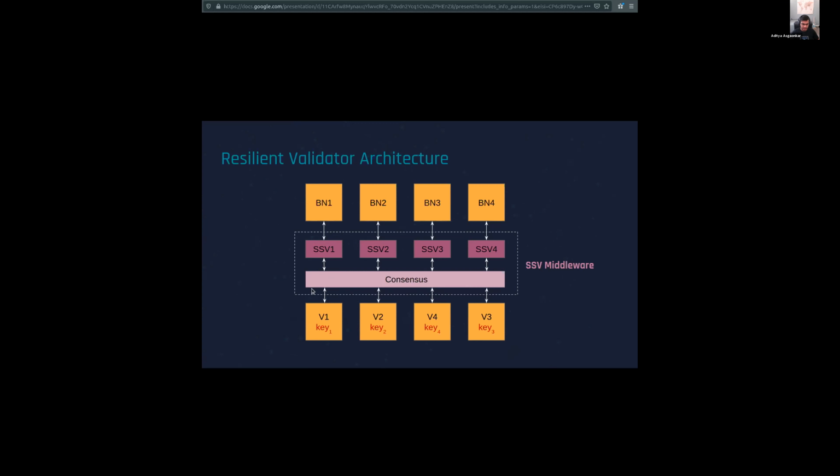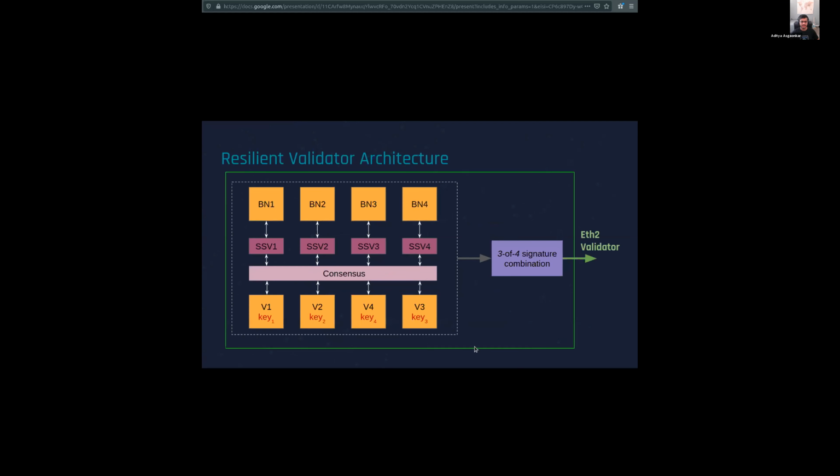And anything that goes from the secret shared validator middleware to the validator client should be put through a consensus instance so that all of these validator clients are in the same replicated state. They sign off on exactly the same things. There's no situation where some of them sign on one fork and the others sign on another fork, and then we have a deadlock. That should not happen, and hence this consensus filter, basically.